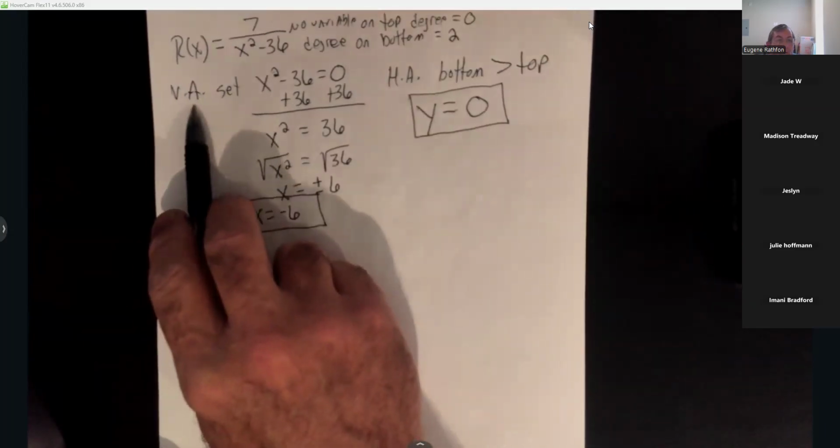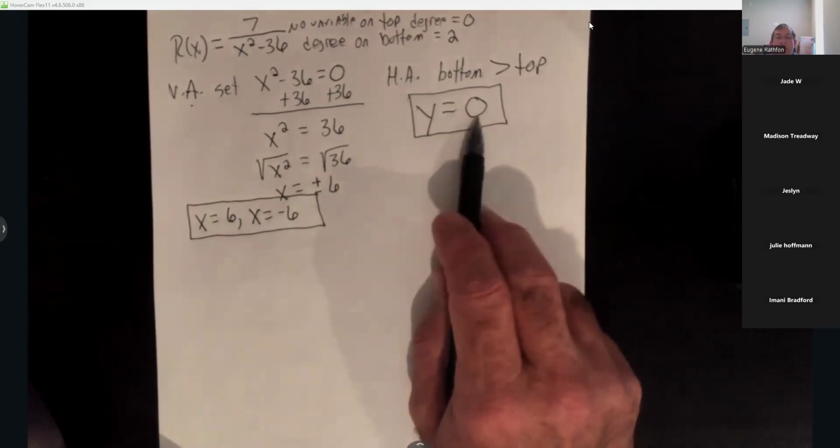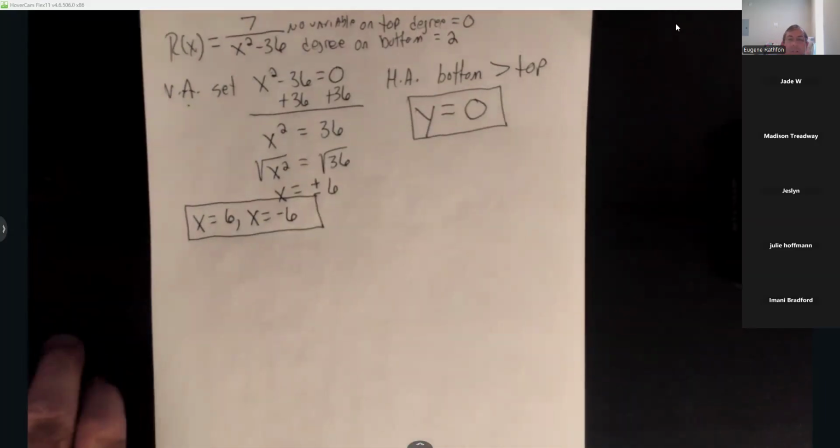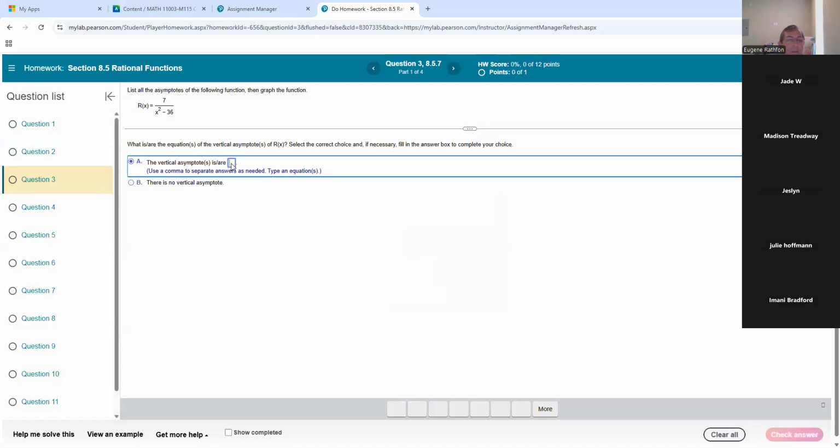All right, so I got my vertical asymptotes at -6 and 6. My horizontal asymptote would be at 0. So let's go put that in, and then we're going to pick a graph, and I'll show you how to graph them, okay? All right, y'all, so this is going to be x equals 6, comma, x equals -6. Okay, so type the equation, check that answer.